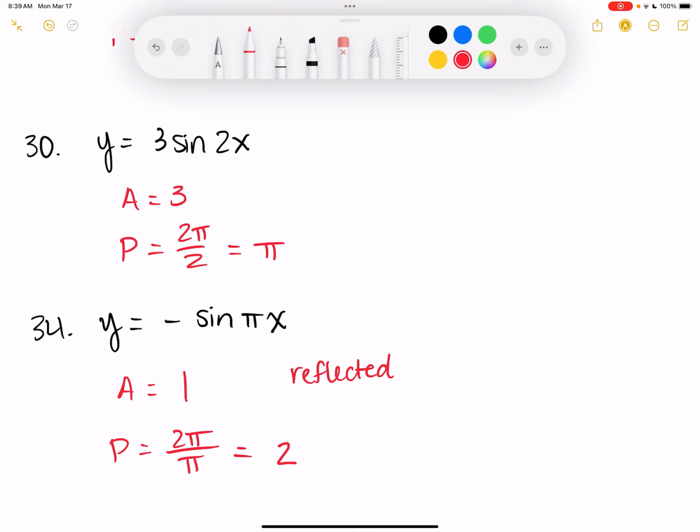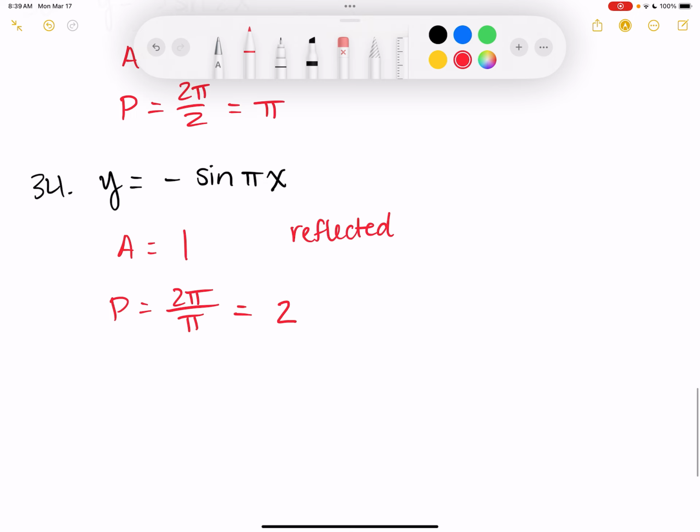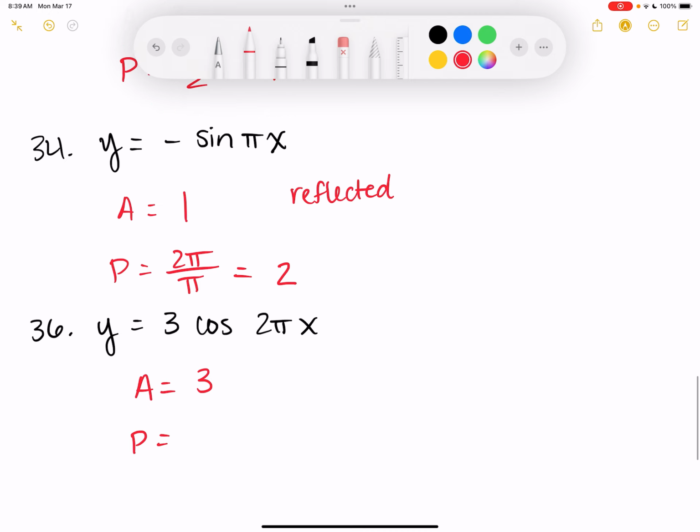Let's see, one more of these ones, and then we'll jump to the next section. 36. Y equals 3 cosine of 2 pi x. So what's the amplitude here? 3. And period? You can tell me how to write it first if you want. 2 pi over 2 pi, and so what does that leave me with? 1.